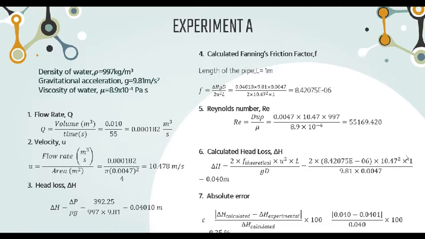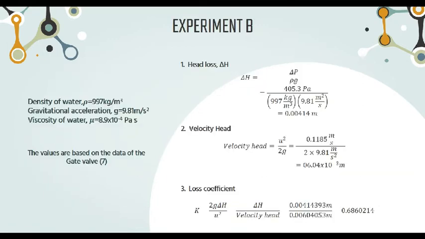In number 3, we find the head loss from the experiment. In number 6, we find the head loss theoretically, and then we can find the absolute error. For this example, our absolute error is around 0.25%. So we will move on to experiment B.